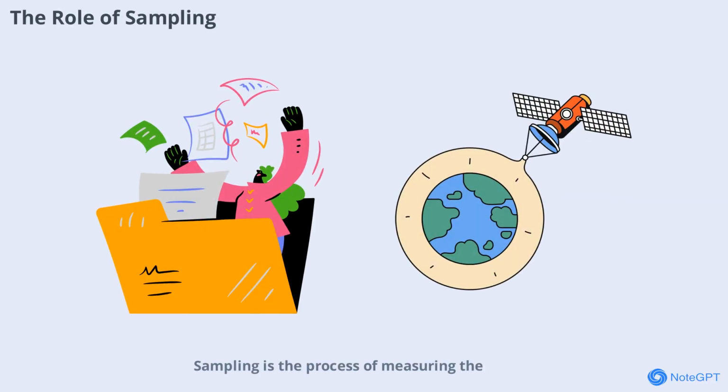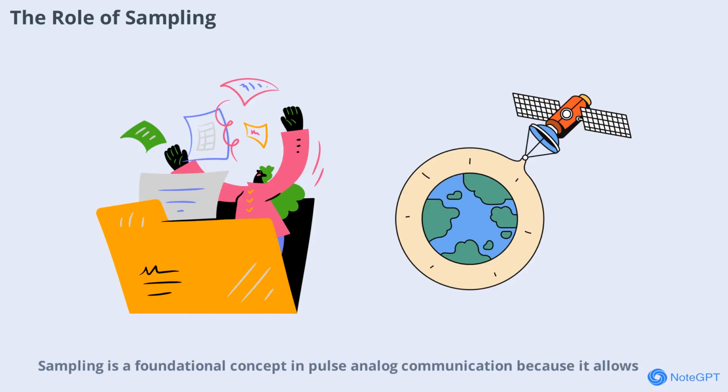Sampling is the process of measuring the amplitude of an analog signal at regular intervals. These measurements, or samples, are then used to reconstruct the original signal. Sampling is a foundational concept in pulse analog communication because it allows continuous signals to be represented in a form suitable for pulse modulation. The accuracy of this representation depends on how frequently the signal is sampled. In the next scenes, we'll discuss the critical rules that govern sampling and why they matter for communication systems.